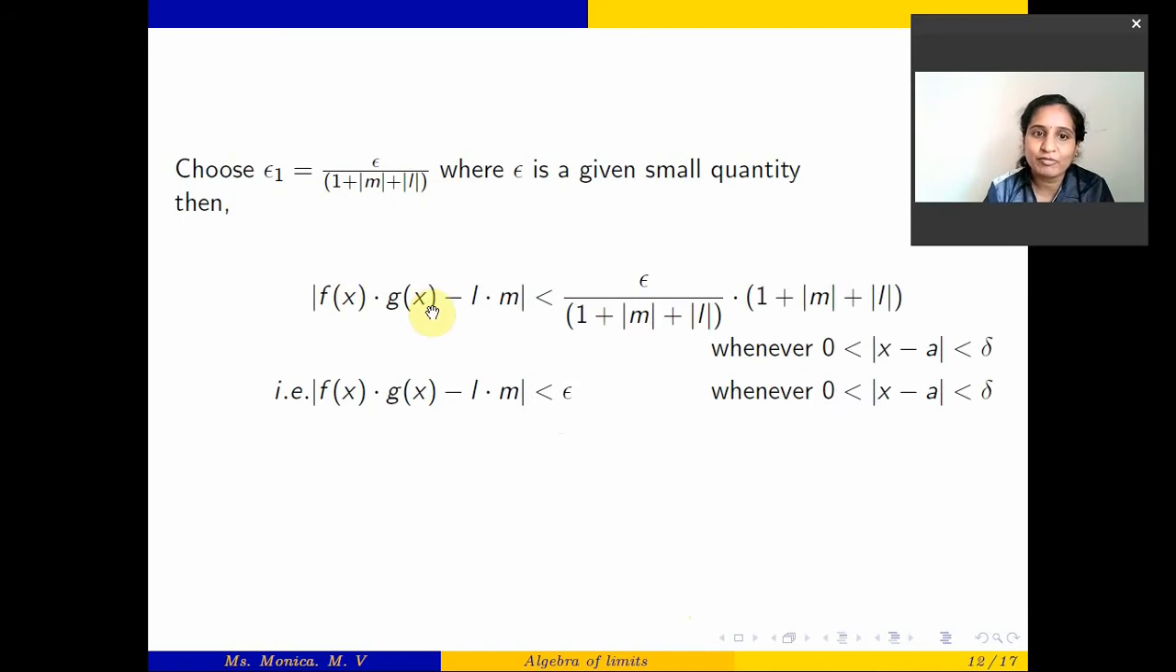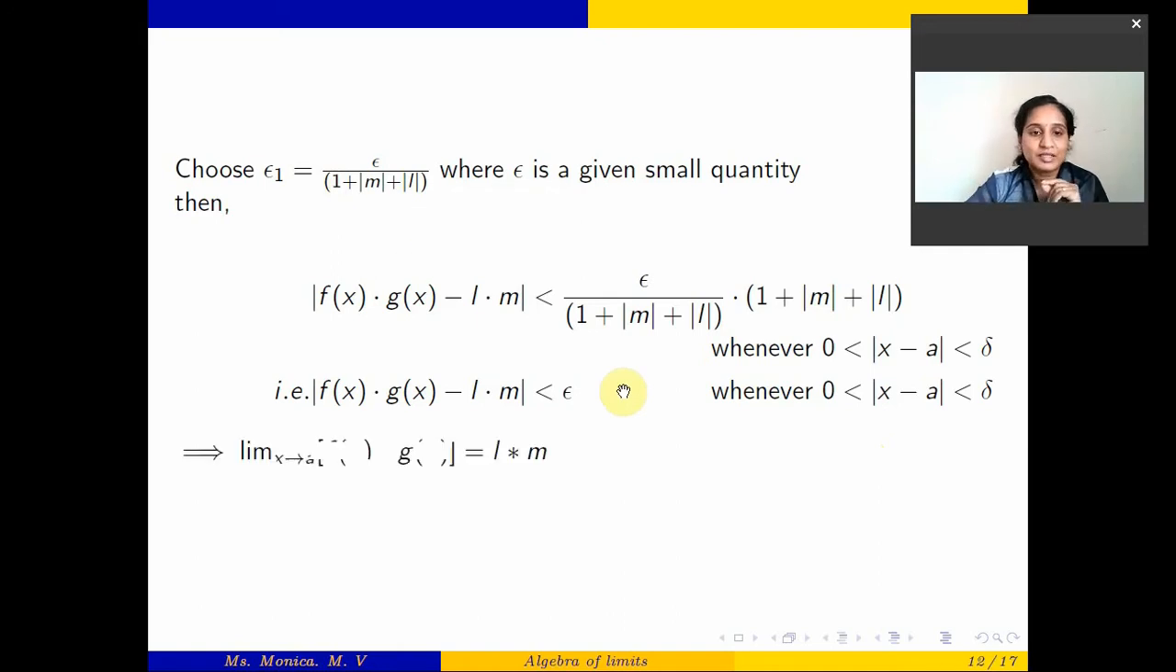So what do I have? Mod f of x into g of x minus L into m is less than epsilon 1, which I am substituting from here, into 1 plus mod m plus mod L. This condition is obviously satisfied when distance between x and a is greater than 0 and less than delta. So these two terms will get cancelled. That is, modulus of f of x into g of x minus L into m will be less than epsilon when this condition is satisfied, so that it looks nice as a definition. That is the reason why epsilon 1 is being substituted as this quantity.